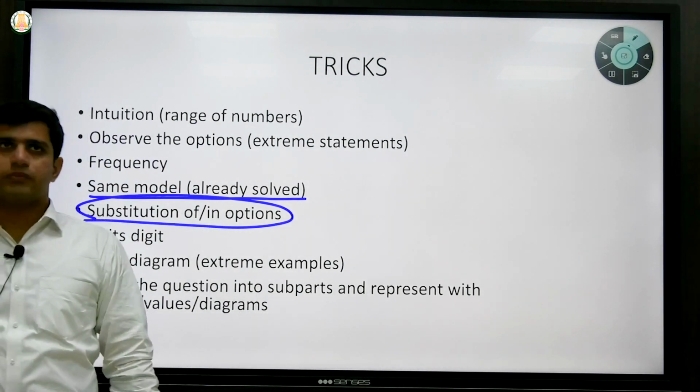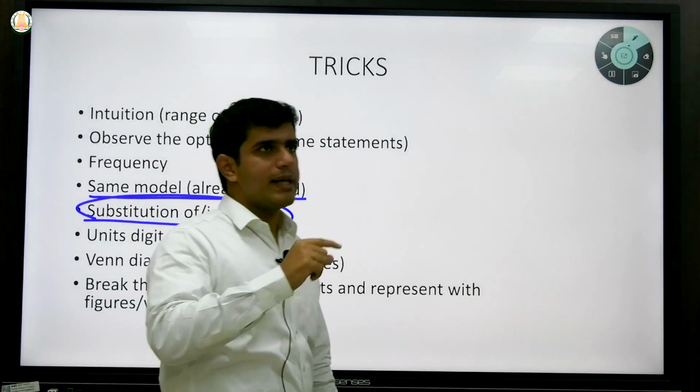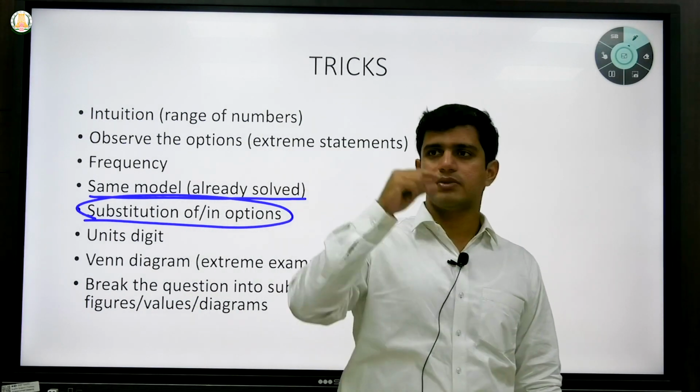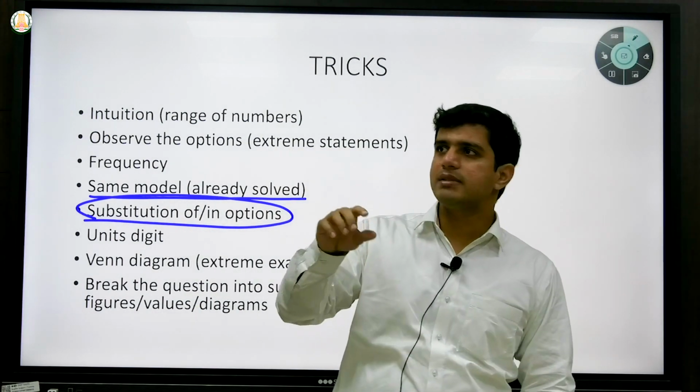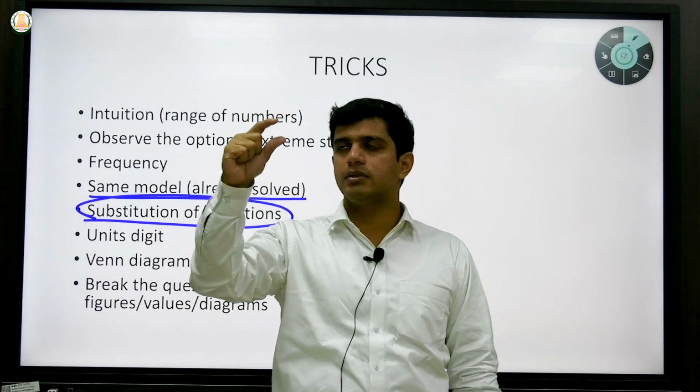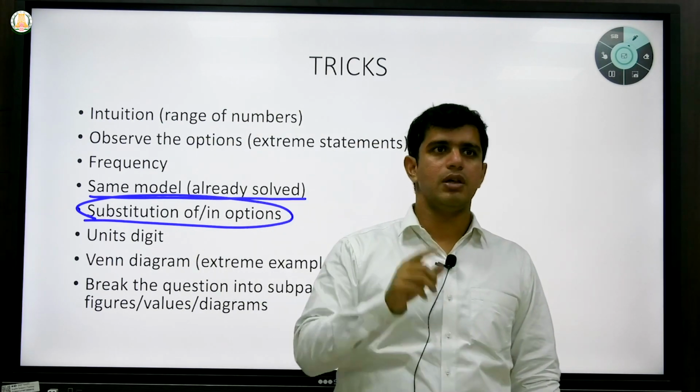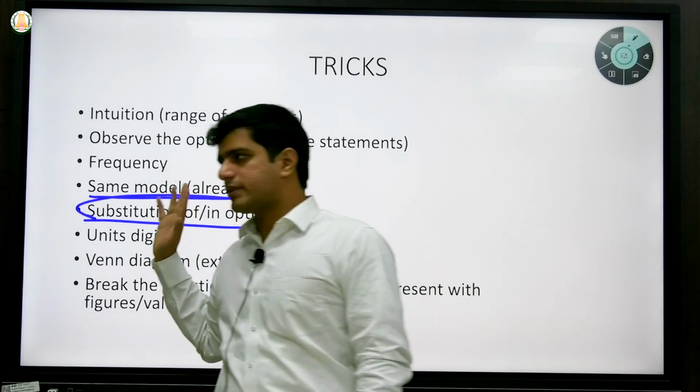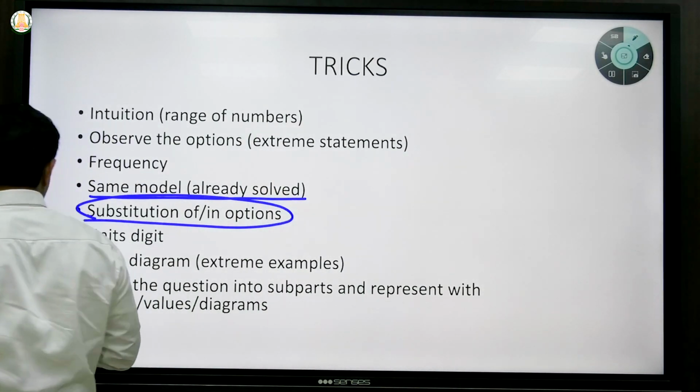So sometimes you can directly substitute the options in the questions. Sometimes they'll say, okay, this is the question, which of the following options is correct? So substitute that value in the options, and you will get the answer. Again, you will see in CSAT 20 how it works.